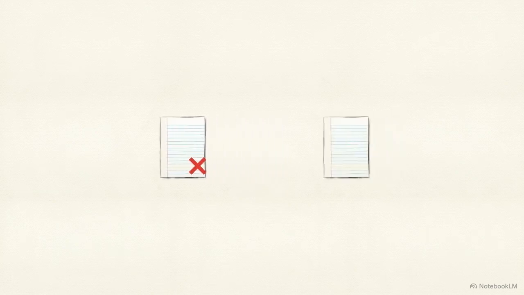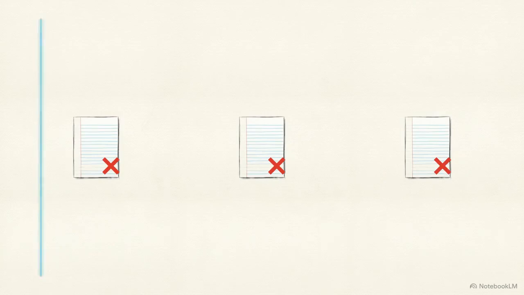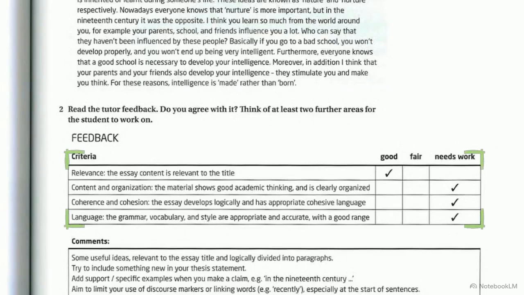The final filter is tutor feedback. Passive acceptance of corrections often leads to the same mistakes in the next assignment. To improve, we must look for the patterns behind the notes. This table shows common grading criteria: relevance, content, coherence, and language. Understanding these helps categorize your tutor's specific comments.